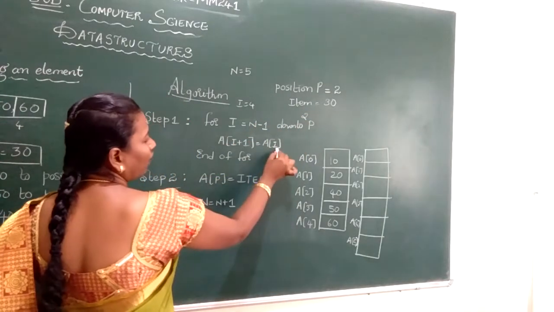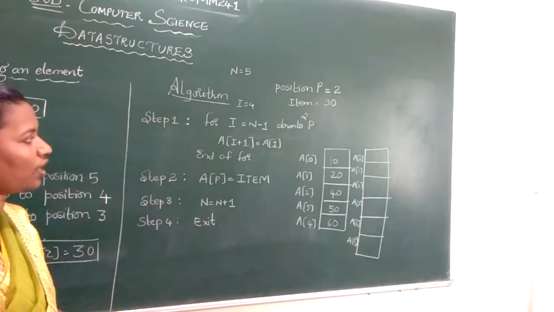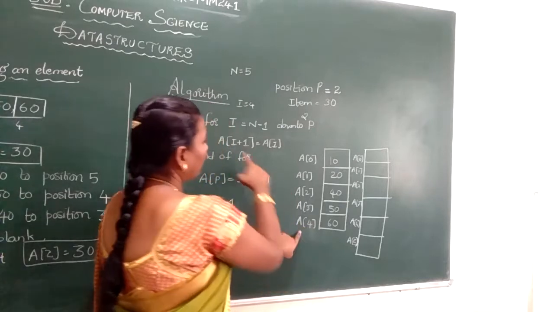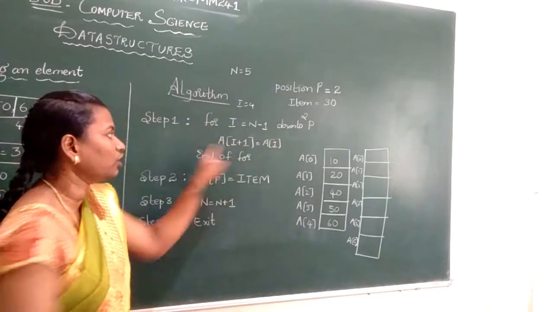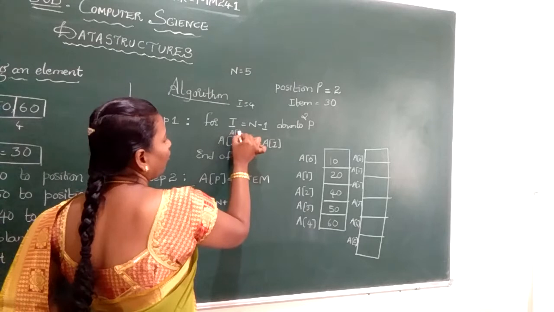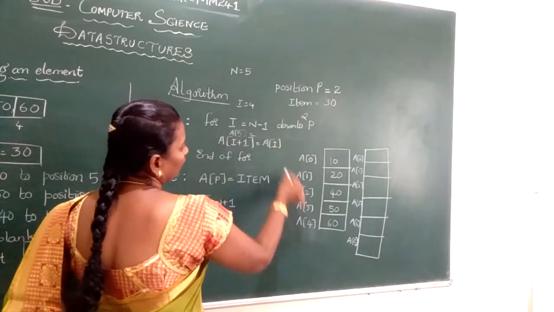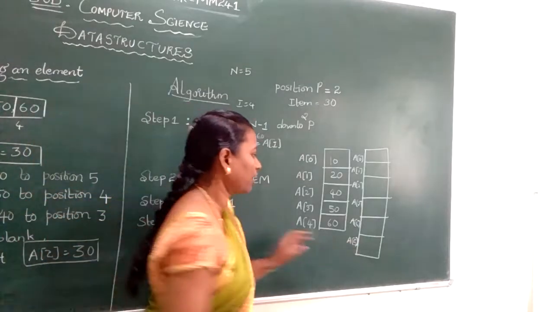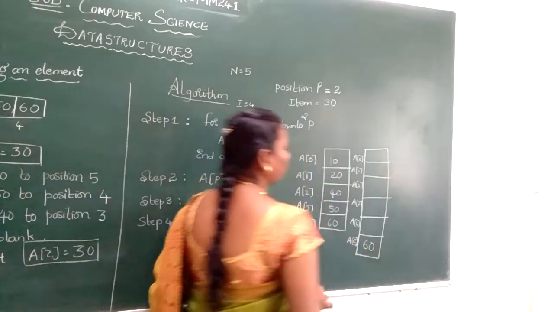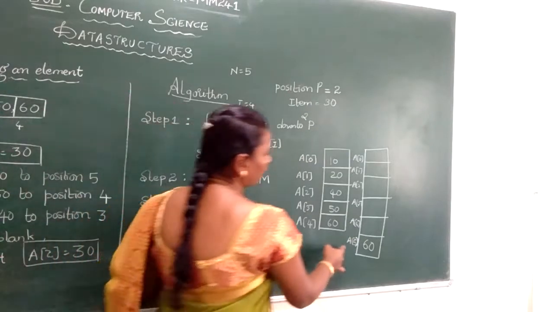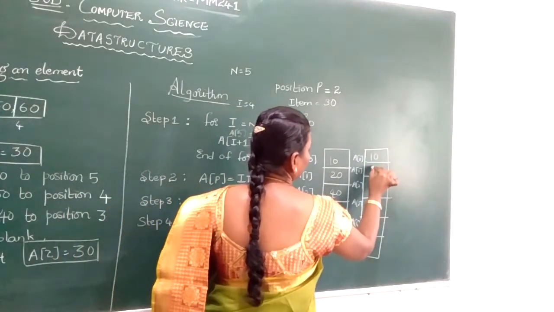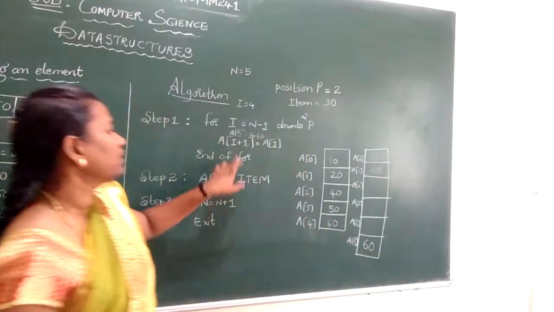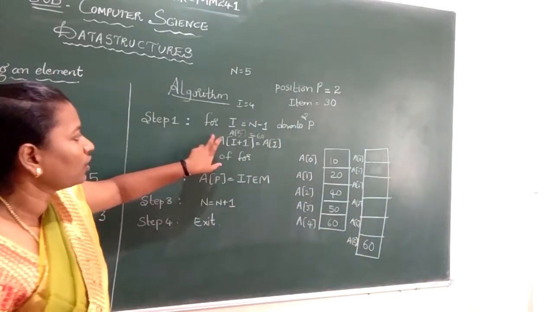Now A of I I am giving to A of I plus 1. What is my A of I? I value is 4. A of 4 is 60. I am giving it to A of I plus 1, that is 4 plus 1, 5. So 60 I am moving to the position A of 5. Next, again in the for loop the I value changes.